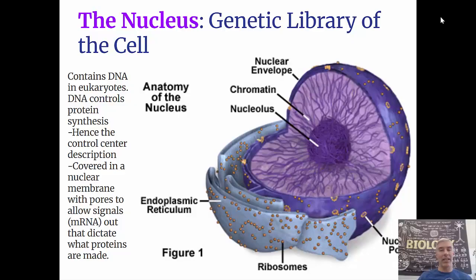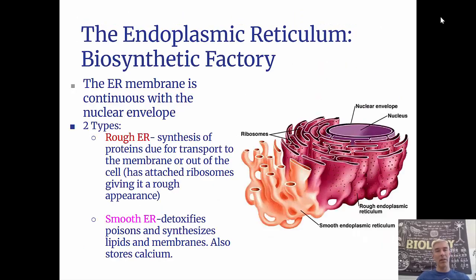So what happens is that DNA gets copied and turned into mRNA, and that mRNA then, sometimes we'll talk about this, gets processed, and then it leaves the nucleus and it's read by ribosomes, where the ribosomes, which are outside of the nucleus, eventually assemble the primary structure of the protein. So the nucleus, genetic library of the cell.